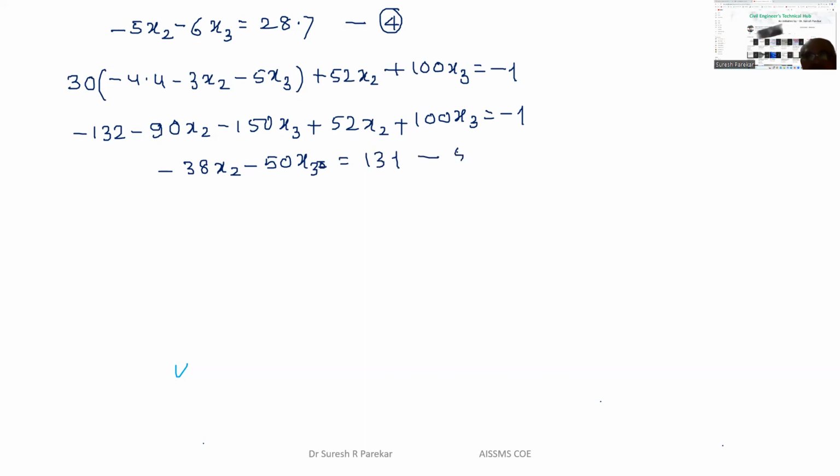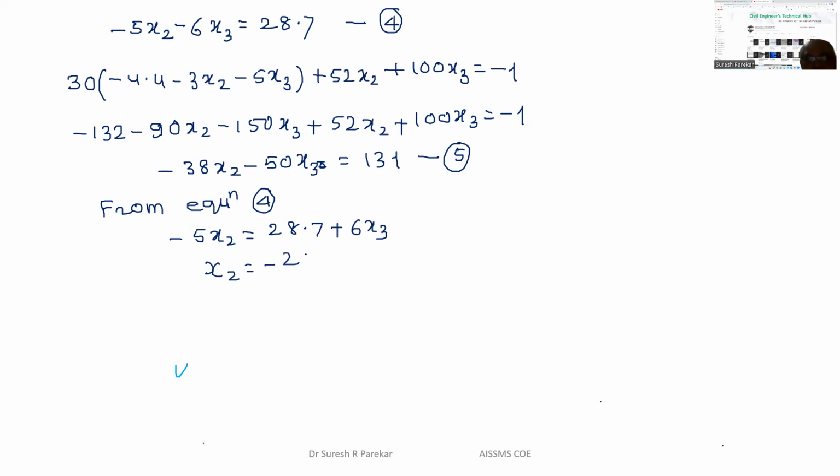This is equation 5. Now from equation 4, I will find the value of x2. So we have minus 5x2 equal to 28.7 plus 6x3. Now we will divide it by minus 5. So we have minus 28.7 upon 5 minus 6 upon 5 x3.